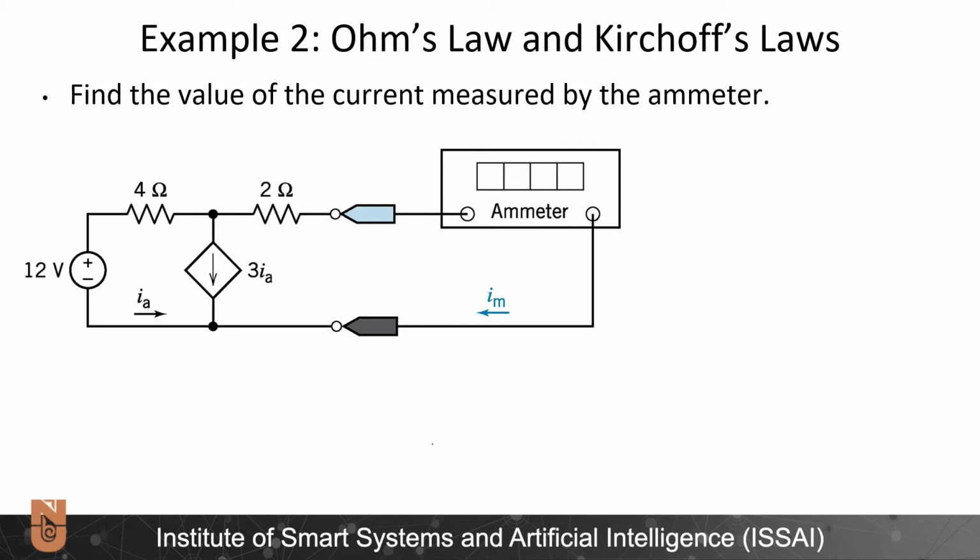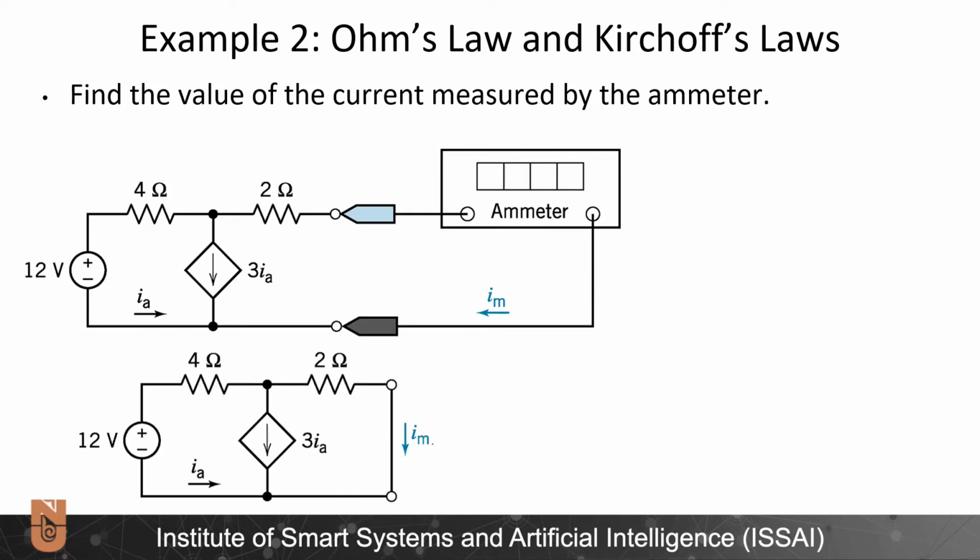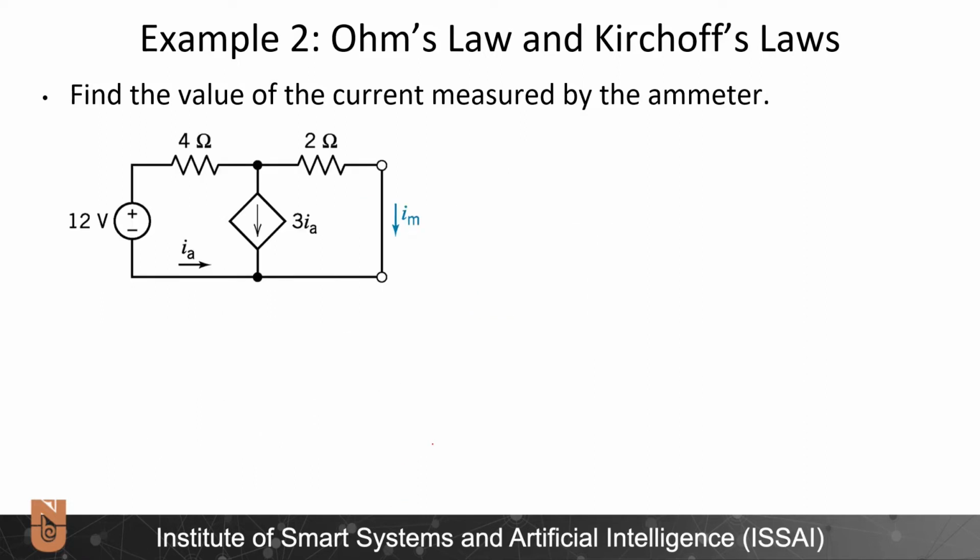In this example, we need to find the current measured by the ammeter. In other words, we need to find the current which is flowing on this branch of the circuit. Noting that the ammeter acts as a short circuit, we can redraw this circuit by removing the ammeter and connecting it just by a wire. So how will we solve this circuit now? How will we find IM?